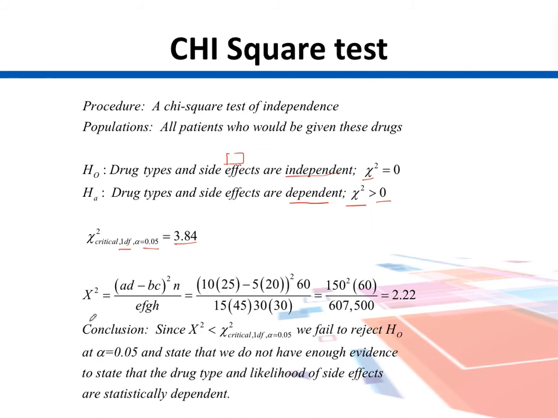We calculated this chi-square from that formula for this contingency table, and our calculated number was 2.22. Since our chi-square calculated is less than chi-square critical, we fail to reject the H naught at alpha 0.05, and we state that we do not have enough evidence to say that the drug type and the likelihood of side effects are statistically dependent. So they are not dependent on each other; they are independent. This shape of chi-square is called a 2 by 2 contingency table.